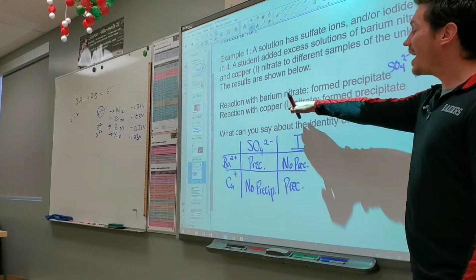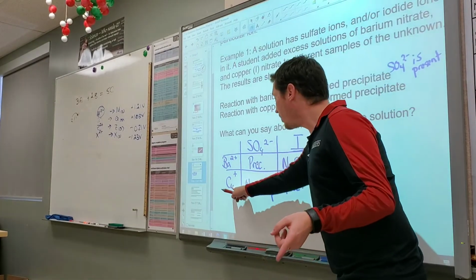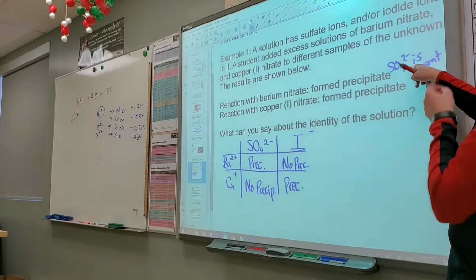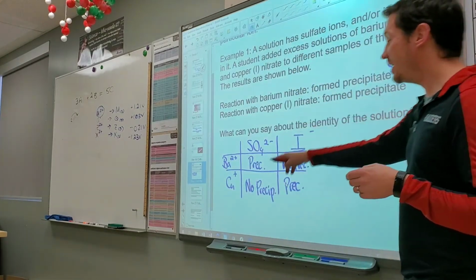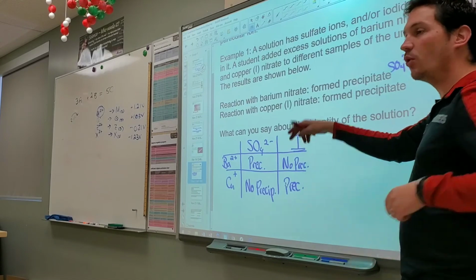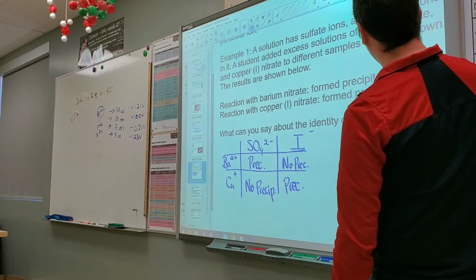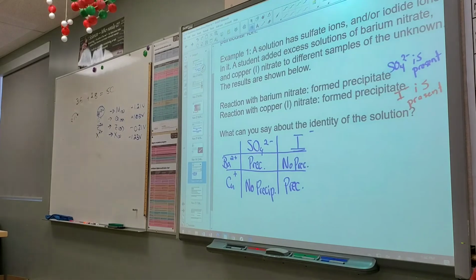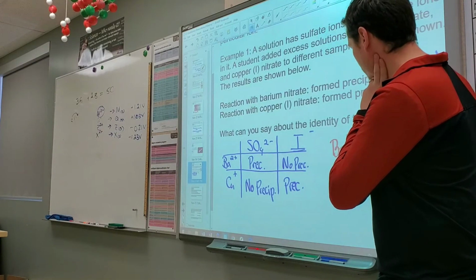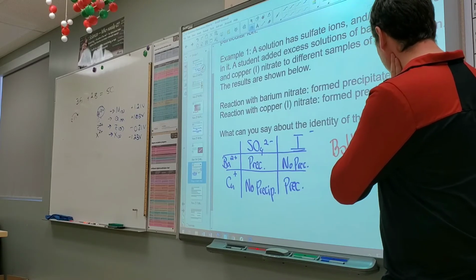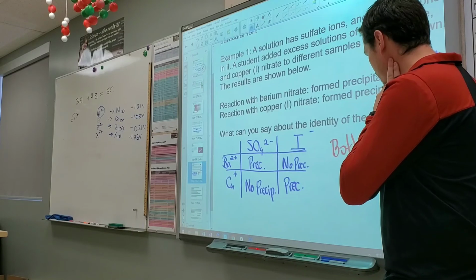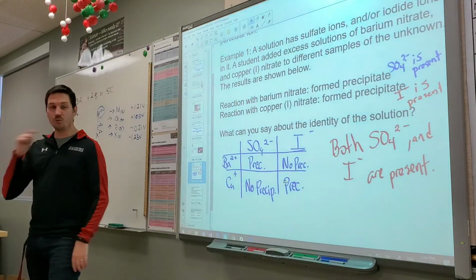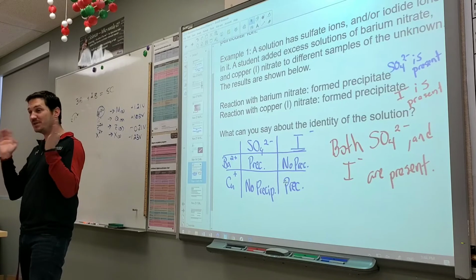Okay, then the reaction with copper nitrate. Does copper 1 produce a precipitate with sulfate? No, it doesn't, okay? And we don't care because we already know sulfate is present. Now, when we added copper, did it form a precipitate with the iodide? Yes, so what had to be there? Iodide. Iodide is present. So when it asks what can you say about the identity of the solution? We can say both SO4 2- and I- are present. That was way more complicated than "the solution's blue, it must be this." You know what I mean?